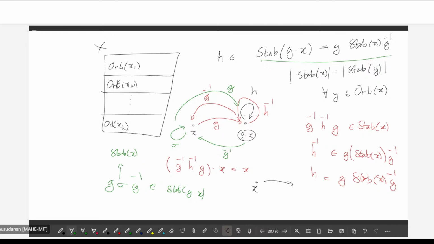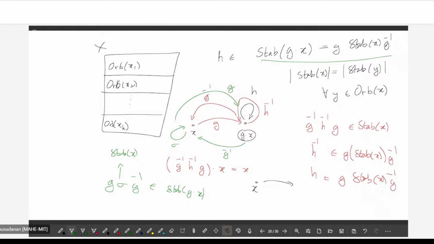Right. So this is g times stabilizer of x, g inverse, right? Conjugate of the stabilizer. So we want this to be equal to stab x itself. For all g, g stab x g inverse should be equal to stab x. For all g, stab of g dot x should be equal to stab of x.